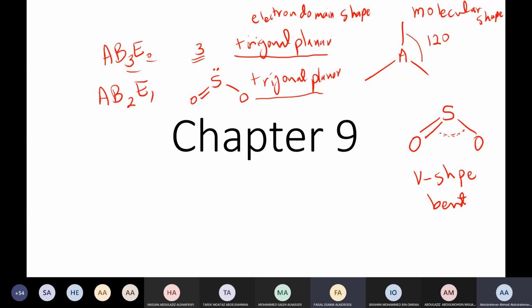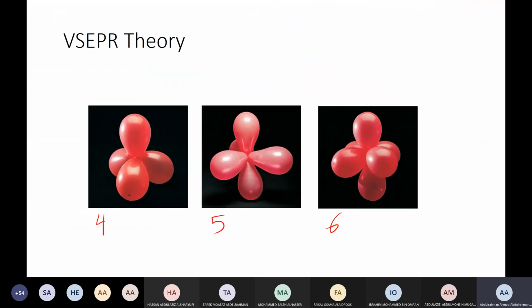It should be 120. The problem is the electrons take more space than the bond. As a result, this will be slightly less than 120. It will be about 117 or 118, very close to 120. Okay, are you following? Let's go back to the table.